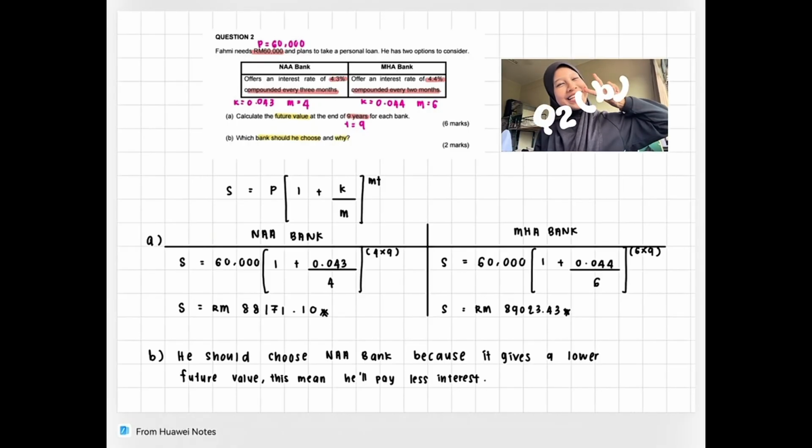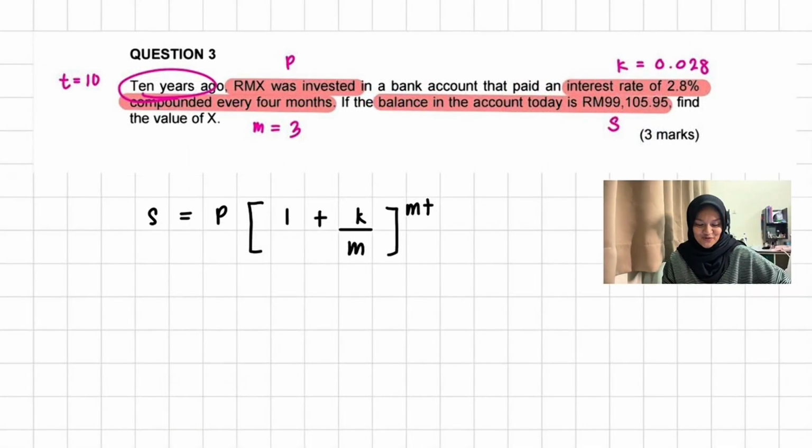Question 2B. Over here, the question asks which bank he should choose and why. For this question, we can look at the answer of question 2A. He should choose NAA Bank because it gives a lower future value. This means he'll pay less interest. That's all. Now, I will explain question number 3.